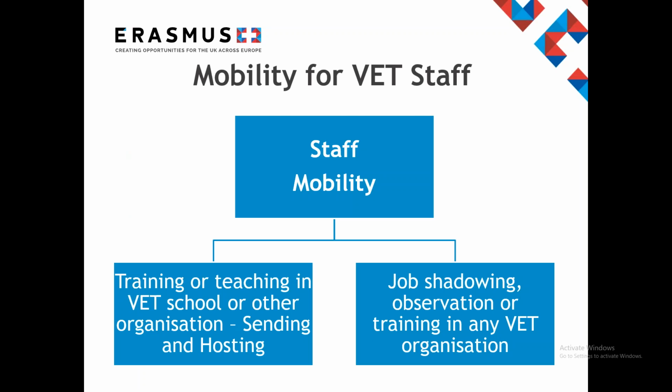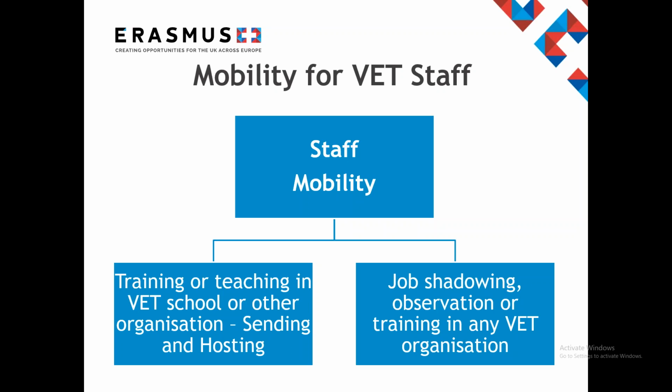Particularly for VET staff, there is the opportunity to undertake 2 types of mobility activities. The first is teacher training assignments, where staff deliver training in a VET organisation abroad. This also includes hosting a trainer or teacher from a partner organisation to deliver structured training at the applicant organisation or its consortium partners. You can also have staff from your European partner organisation come to the UK under this activity type, so you can host them.